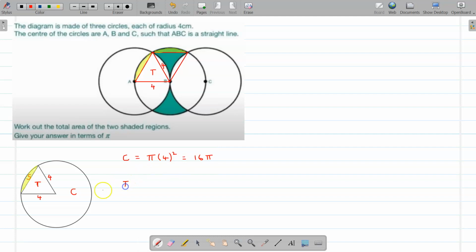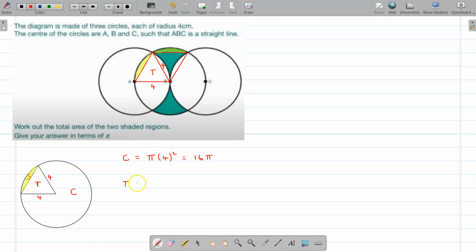Now, one of those triangles, T, is an equilateral triangle. It's easy to see why, because if we took the center of, say, circle B, we can see that that line is 4 and that line is 4 because they're both radii of the same circle. If we took this point A, we can see that that's also 4 and that's 4 because they're radii of the circle on the left. So basically all of those lines are 4 centimeters, so they're all equilateral triangles.